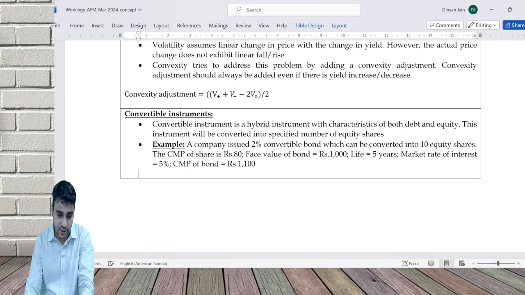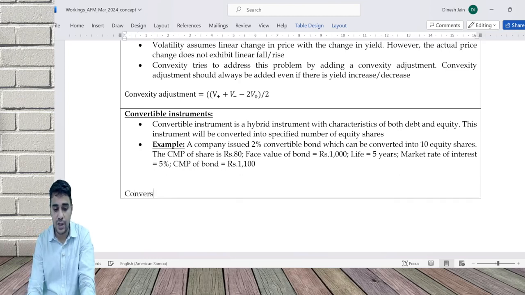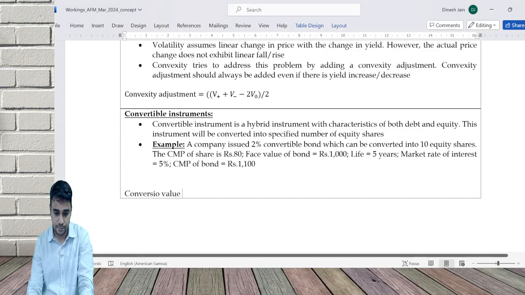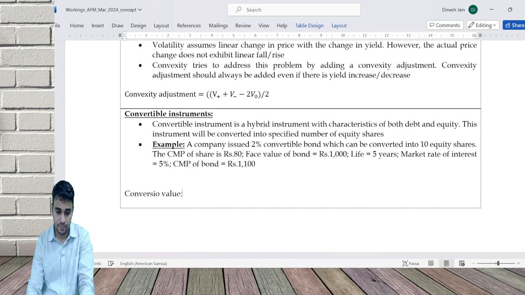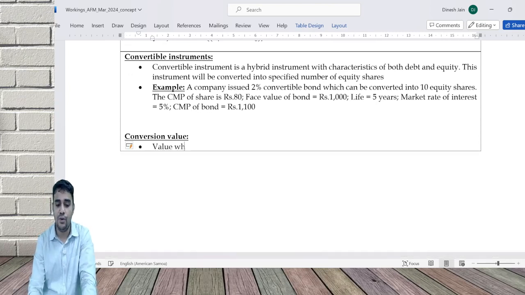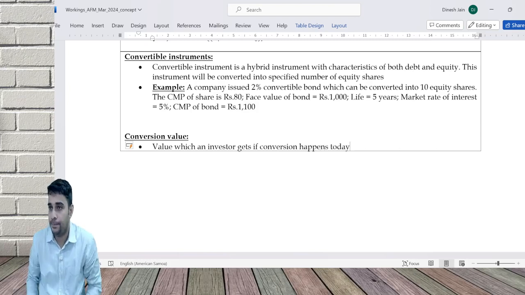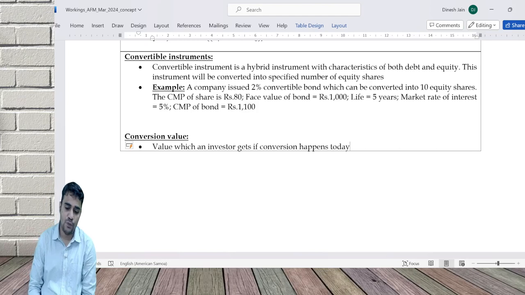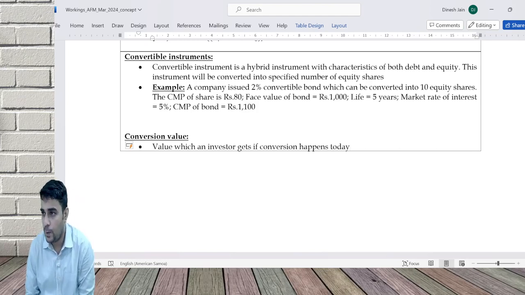Now write certain terms. Leave 2 lines gap. Conversion value. A lot of terms I'll be introducing. Conversion value: the value which an investor gets if conversion happens today.